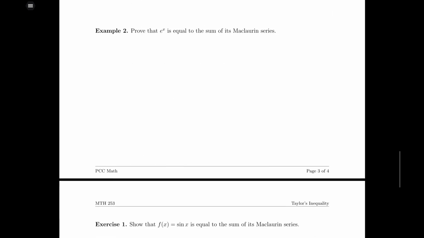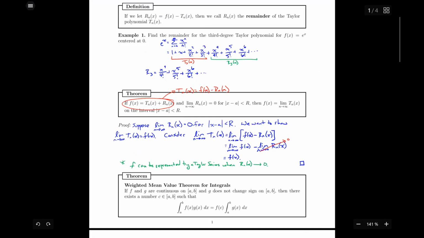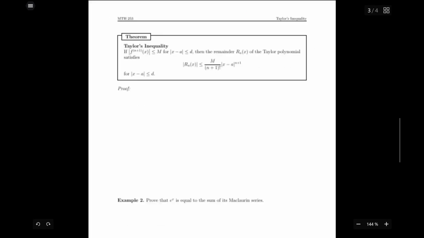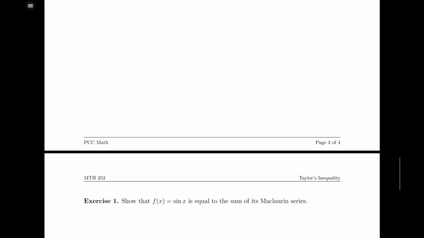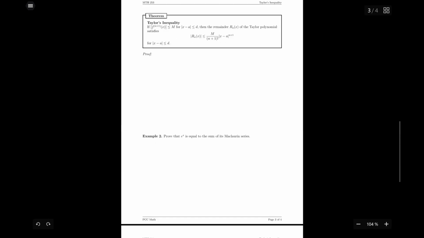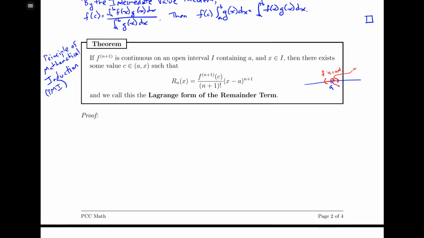And then we're going to be able to prove that e to the x is actually equal to the sum of its Maclaurin series. Remember in the previous video, we had this big question of if f can be represented by a power series. Now we can actually say that e to the x is equal to the sum of its Maclaurin series, not just a big if. And then I'm going to ask you to do this for sine of x. But a couple steps before we get there. So here's our Lagrange form of the remainder term.